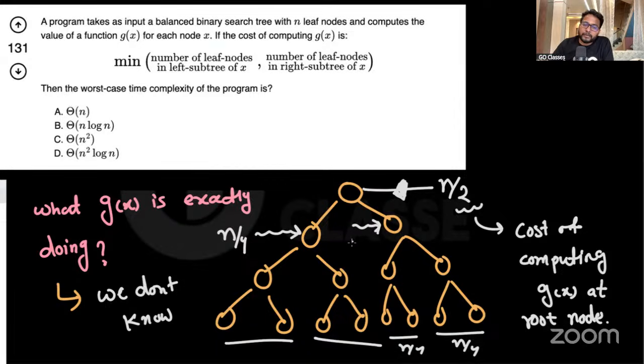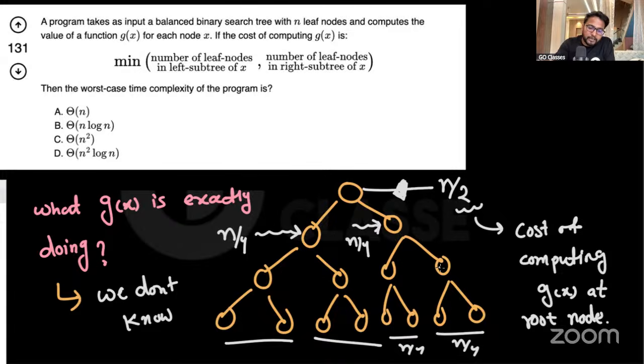At this node again, n by 4 will be the cost, because the minimum of n by 4 is n by 4. It is the minimum of the number of leaves in the left subtree and the number of leaves in the right subtree. So at this node also n by 4 cost, at this node also n by 4 cost, right? At this node n by 2 cost. Is this okay to everyone? Even if you have a little bit of doubt, let me know.